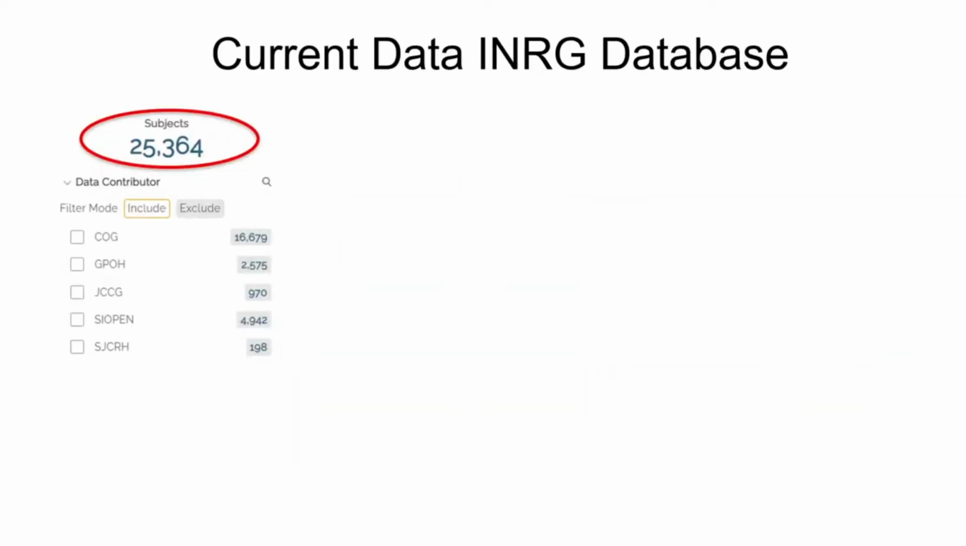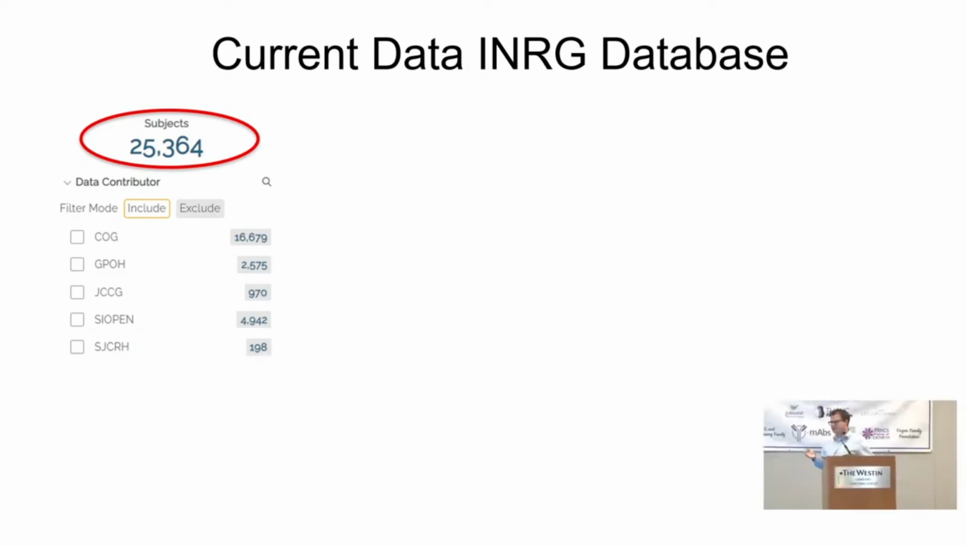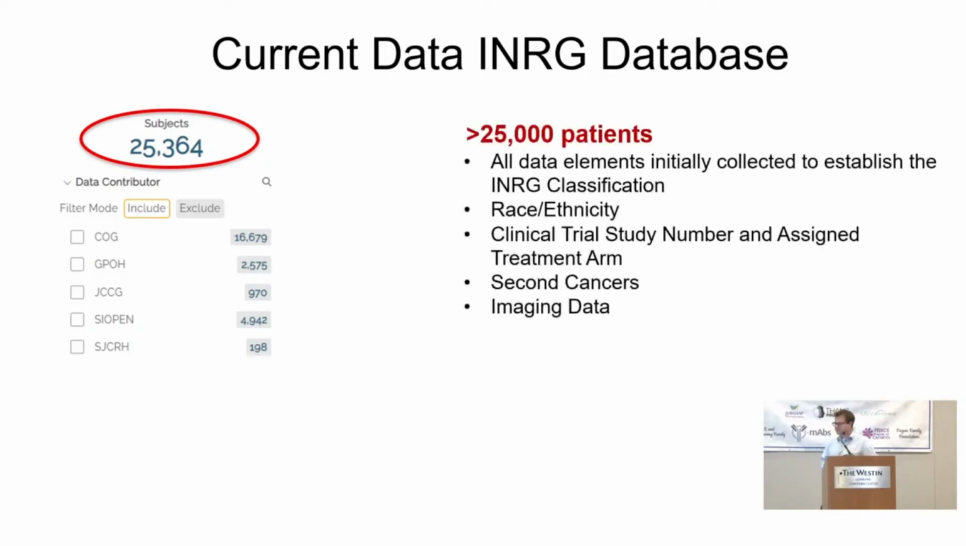And if you go to that website, with a simple Google account, you can actually start to understand some of this data. So again, as of May, there are about 25,000 patients. And all the data elements that were used in the original INRG classification paper are there, and more data keeps getting added, and more types of data keep getting added. So information about race and ethnicity have been added. Information about what clinical trial a patient was on was just recently added in the past couple of years, which obviously allows us to understand perhaps what treatment the patient received.